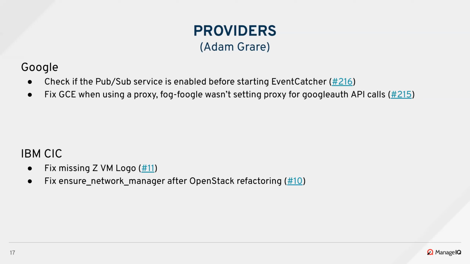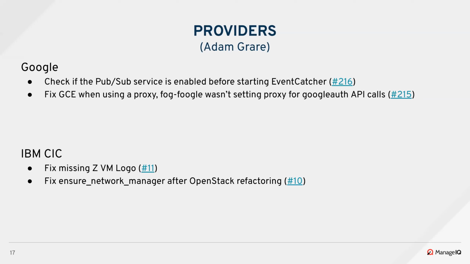Now, before we start the worker up, we check this in order to see if it's able to be used by the event catcher. So what we're doing is we're checking it in the verify credentials method and saving the feature to VMDB. That way we're able to check it in MIQ server without having to do any API calls. We also fixed a bug with GCE when using a proxy.